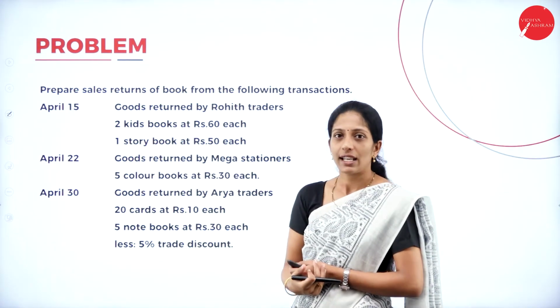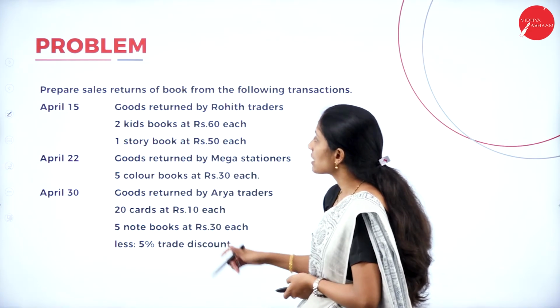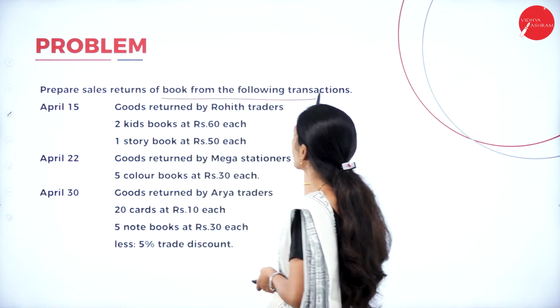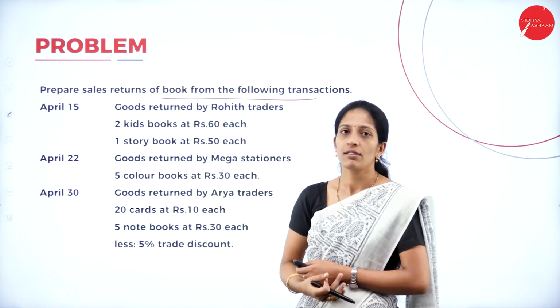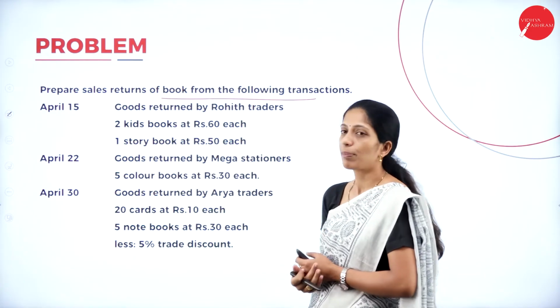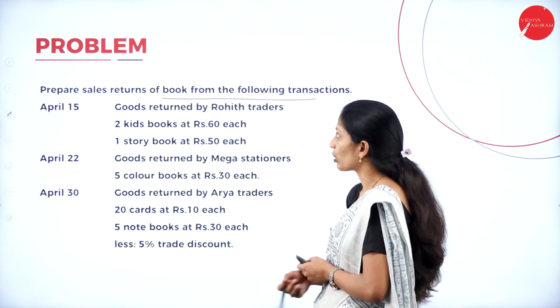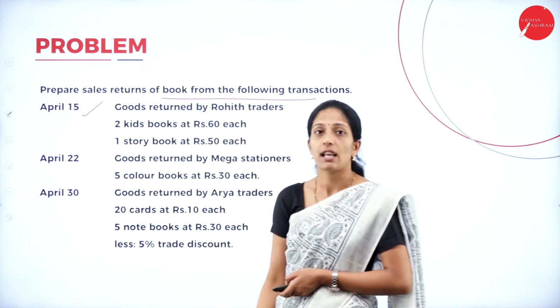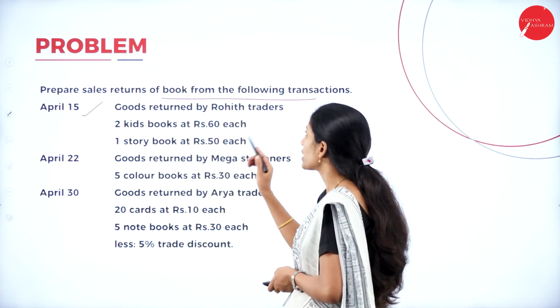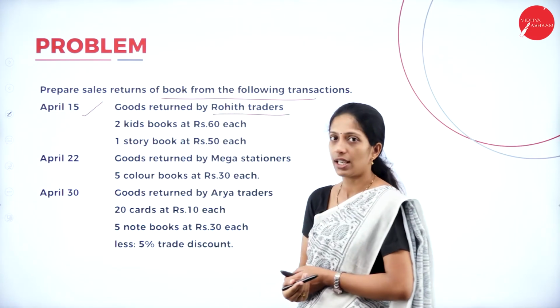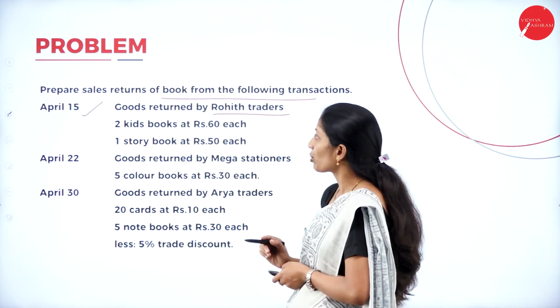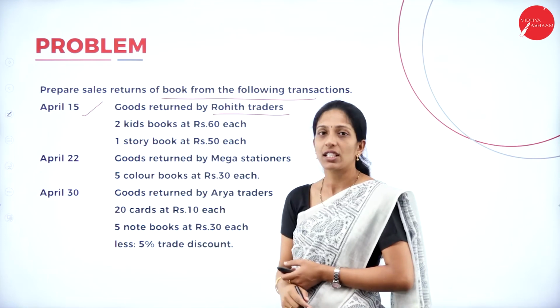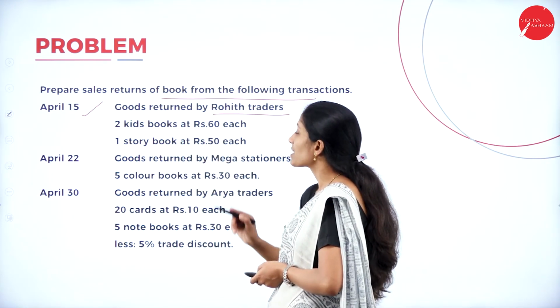Now moving on to the next problem: prepare the sales returns book from the following transactions. If you see the transactions, the first one is April 15th, goods returned by Rohit Traders. The name of the customer is Rohit Traders. So what have they returned? 2 kids' books at rupees 60 each.